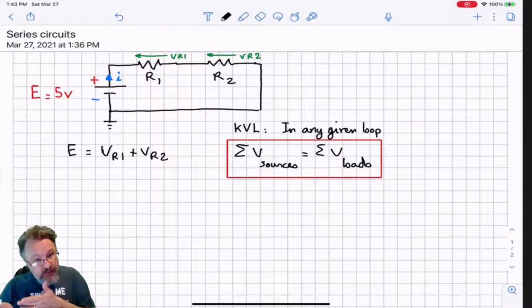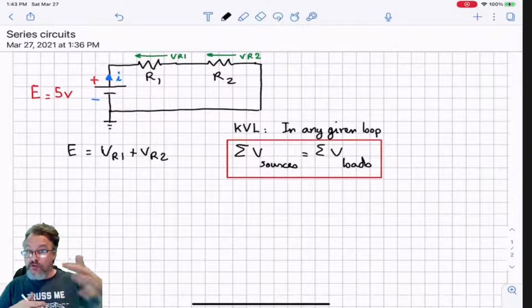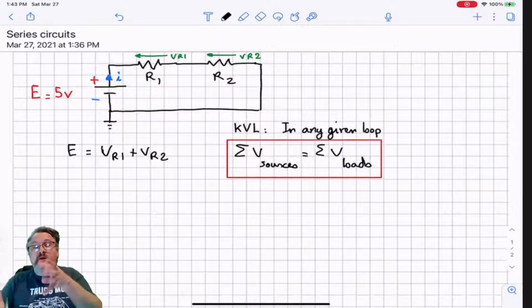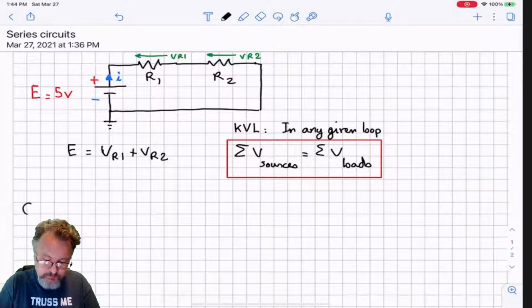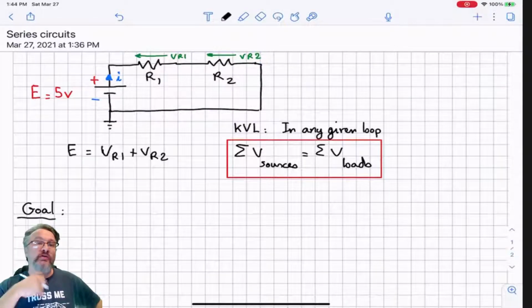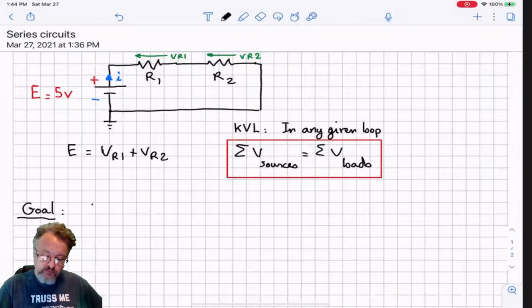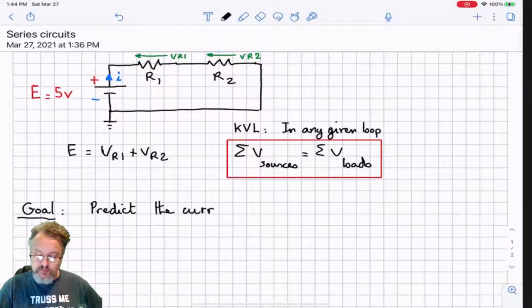Because what we did in the past is we went on Tinkercad, we built little circuits, we took the multimeters, we measured everything. But the goal here for us is to predict what all those voltages dropped are and what the current is everywhere. Okay? That's the goal. So the goal is to predict, and we're going to do that by calculating, but predict the current at any place in the circuit.